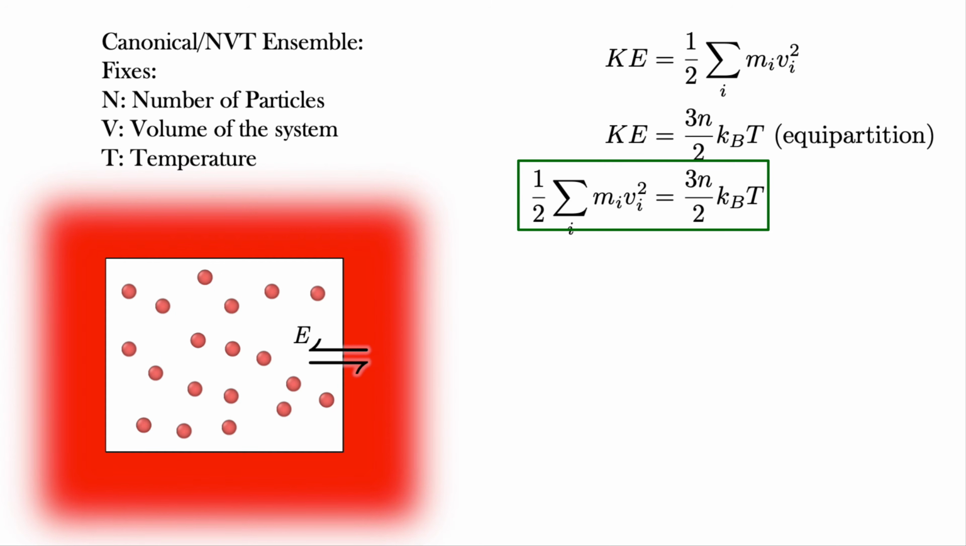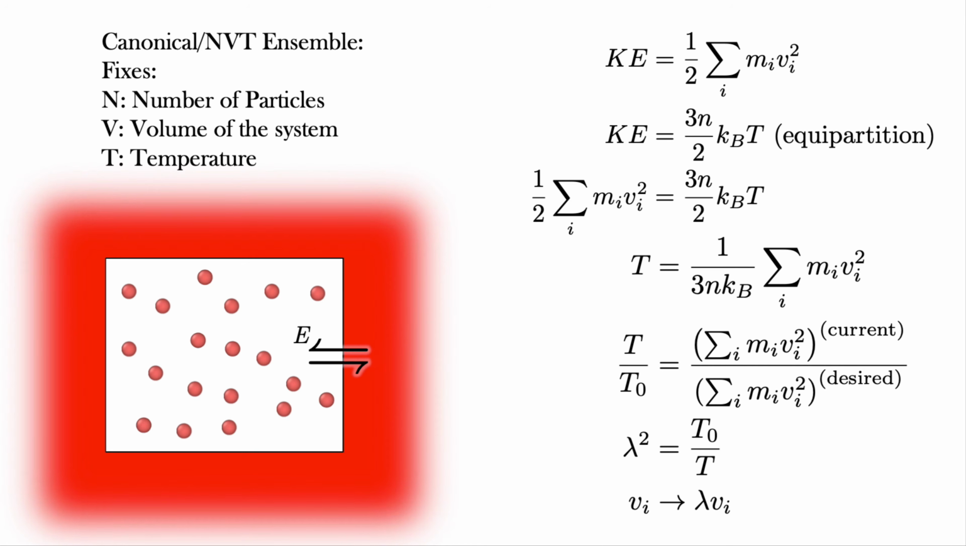Setting these equal, we can relate the average square velocity to the temperature. So the system is at some temperature T, but we want it at some other temperature T0. Changing the temperature is as easy as scaling the velocities. If we divide these two equations and simplify, we can arrive at some scaling factor lambda. So now we just multiply our velocities by lambda, and the system is now at temperature T0.